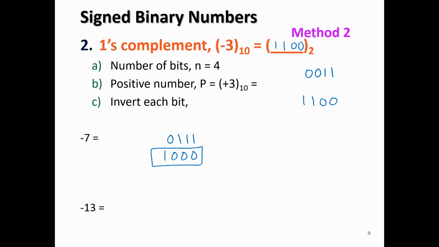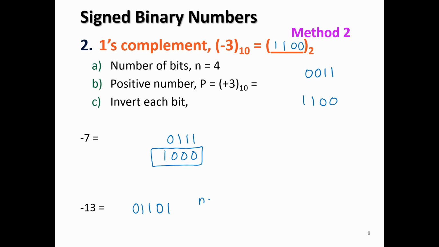What about 13? To decide the number of bits, we find 13 in binary, which is 1, 1, 0, 1, a positive 13 or just 13. Positive 13 will be adding an extra 0.